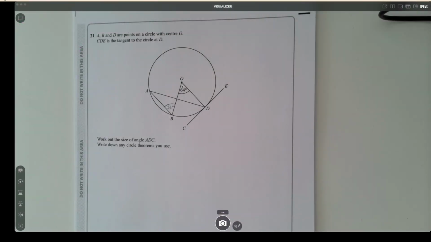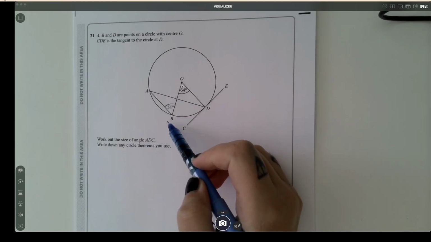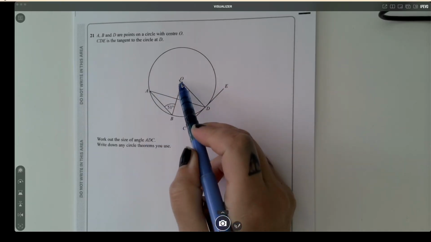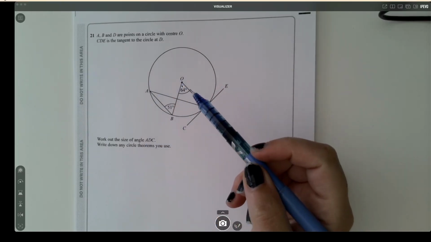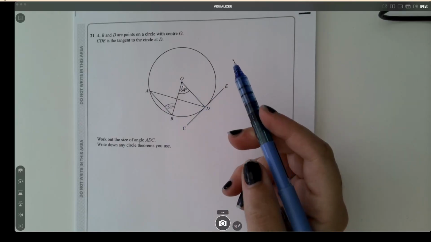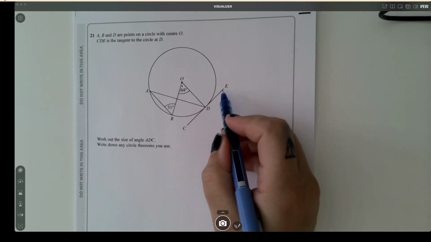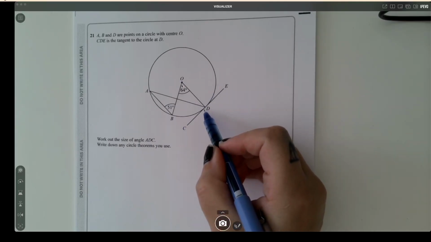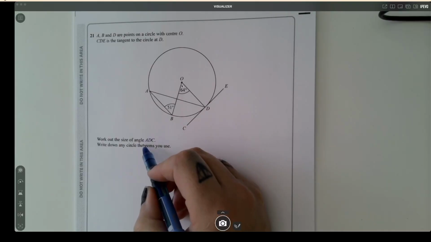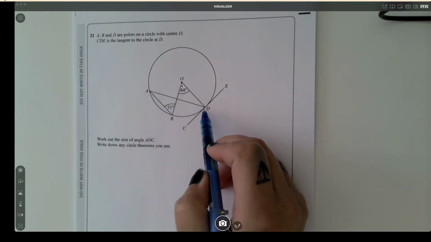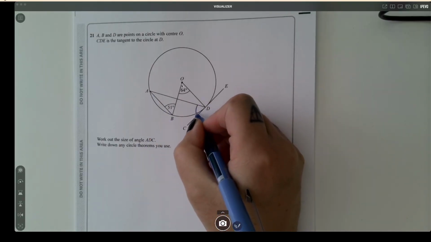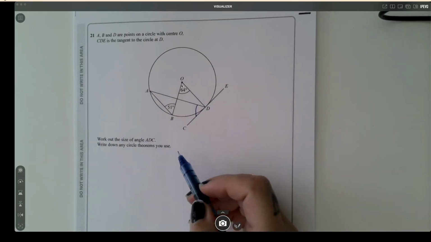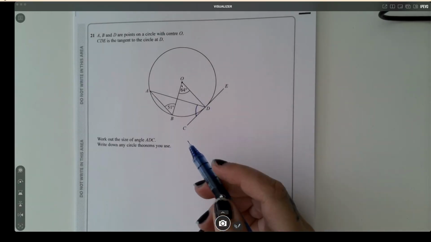Question 21. A, B and D are points on a circle with centre O. So we've got A, B and D on the circumference of the circle, and then we've got O at the centre. CDE is the tangent to the circle at D. So CDE is a straight line forming a tangent to the circle at the point D. Work out the size of the angle ADC. So ADC, we're looking for this angle here. Write down any circle theorems that you use.